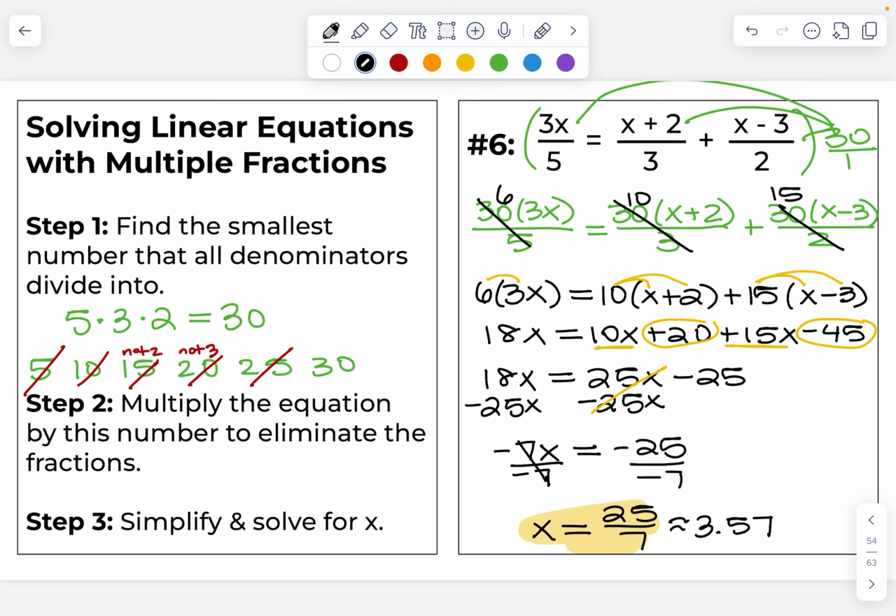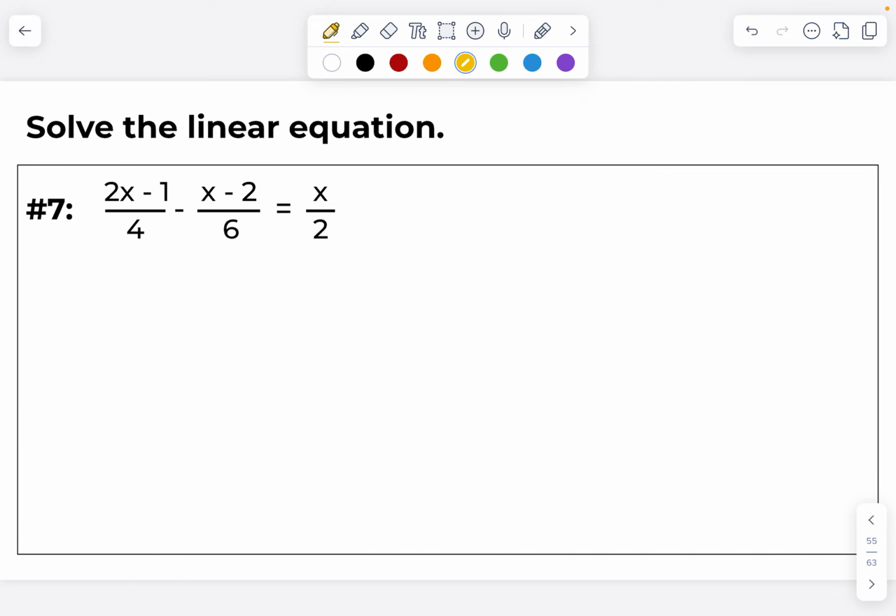Your homework is going to be specific about what they want and how they want the answer. So just pay attention to those directions. So that is solving linear equations where you have multiple fractions. We're going to do one more together, and then you guys are going to try one on your own. For this one, before we work it out, I want you to think to yourself and figure out what that least common factor is that 4, 6, and 2 all divide into.